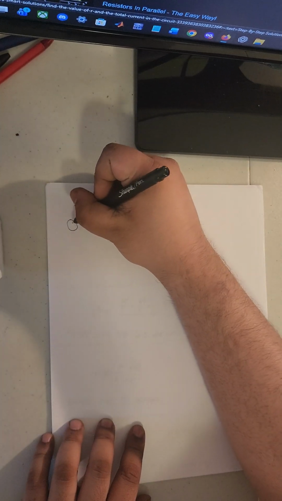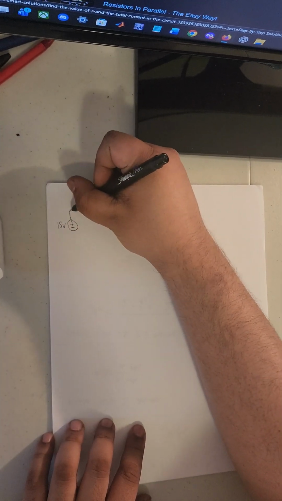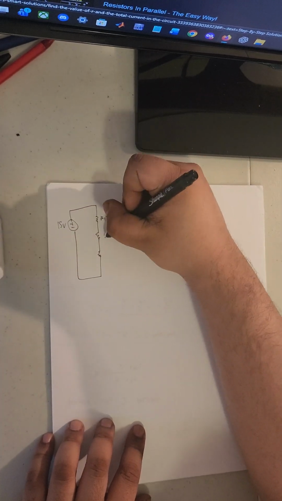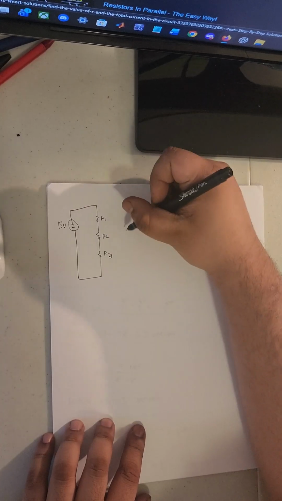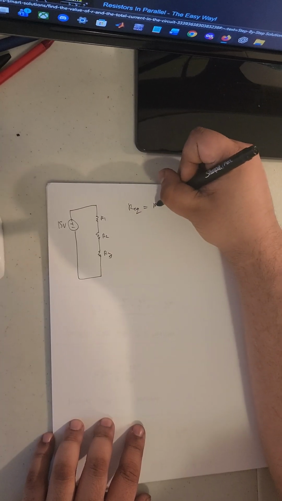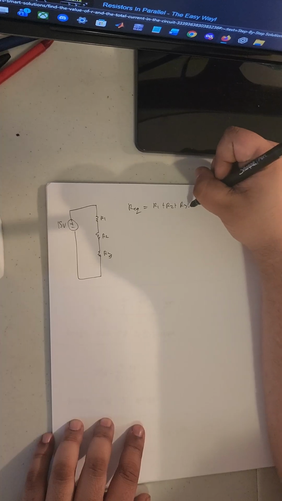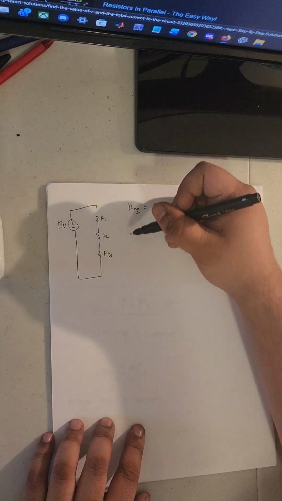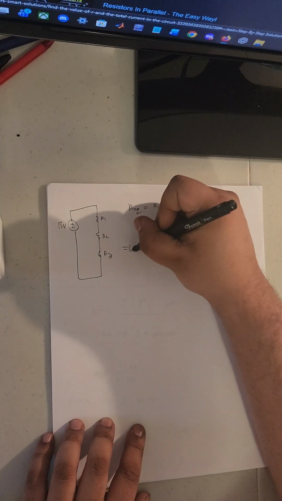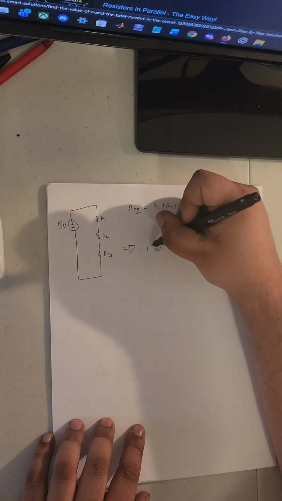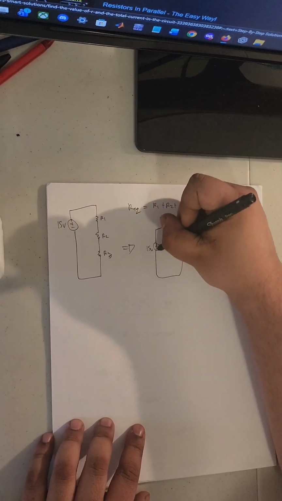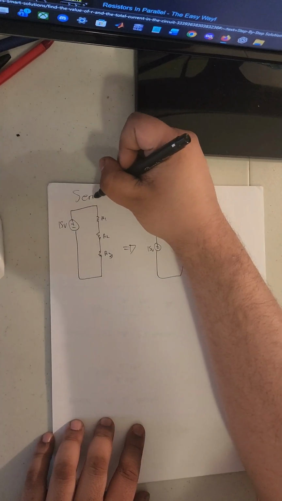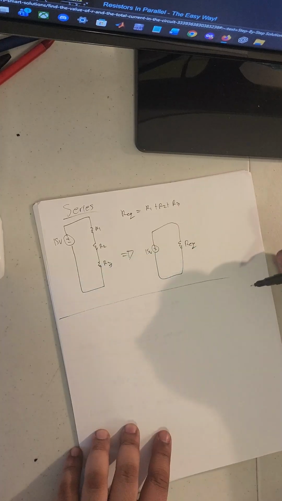I'm going to draw a series circuit with a 15 volt battery. Here we have R1, R2, R3, and R equivalent will simply be R1 plus R2 plus R3. And that is because the current is all going in one direction. So this is a series circuit, which you can redraw as R equivalent. This is a series, and then we need to now have a parallel.